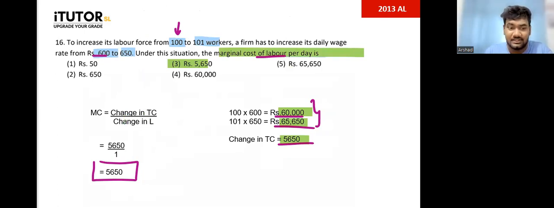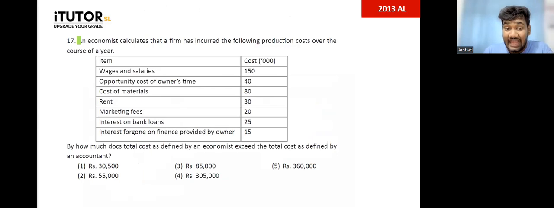Now, next one. And guys, these 4 questions were added in the second PDF that I sent. Okay, I have missed these questions. Okay. An economist calculates that a firm has incurred the following production costs over the course of the year.